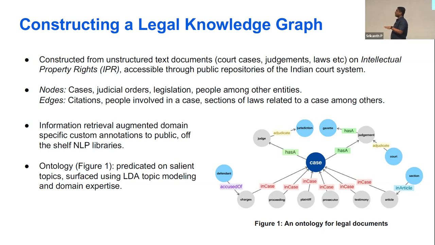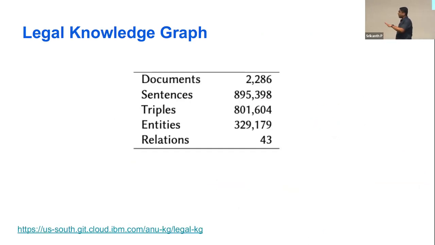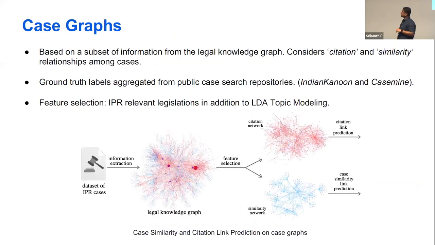At some point we have to automate this. So these are the concepts and relationships that we identified. Now, our graph is not too big. We have about 2,200 odd documents. These are the sentences, triples. Of course, this is admittedly a smaller graph, but I think it gives a good sample of the cases.